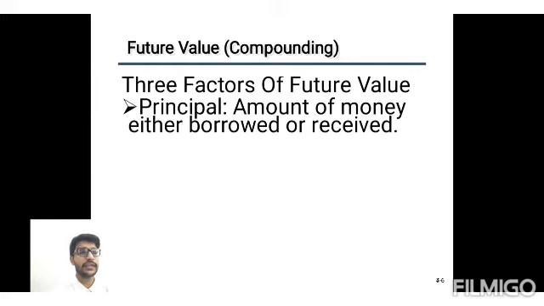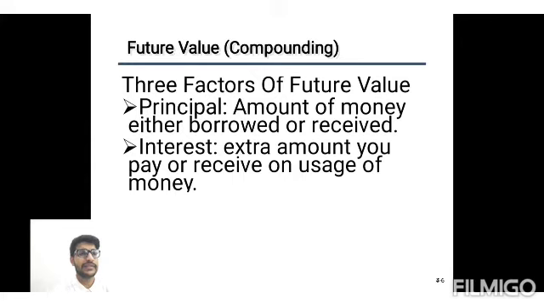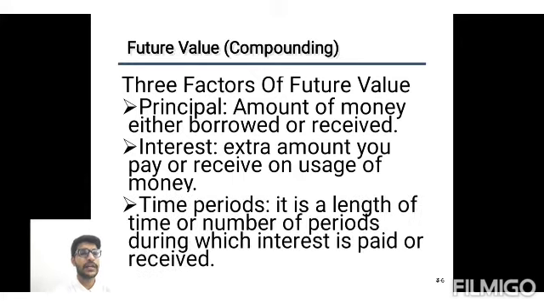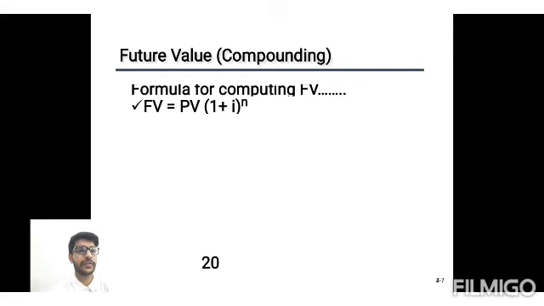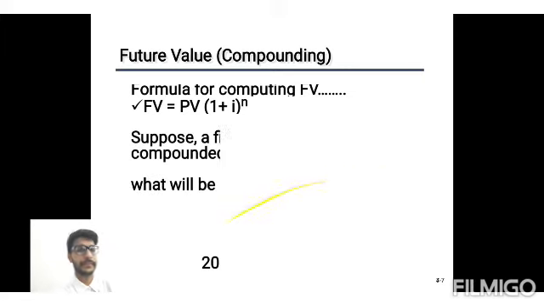Principal: the amount of money the borrower or receiver has. Interest: the extra amount you pay or receive for the use of the money. Time period: the length of time, the number of periods during which interest is paid or received. Next is the formula for computing: FV is equal to PV times (1 plus i) to the exponent n.